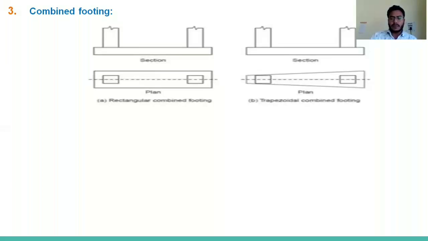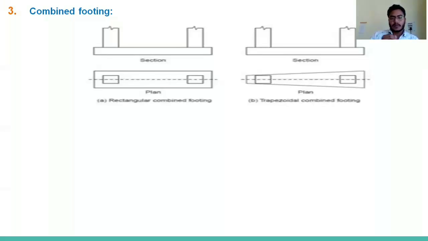So, why are we going to design the trapezoidal footing? There are two places where we have to go for the trapezoidal combined footing. First, suppose the loads coming on the two columns which we are going to combine are different.